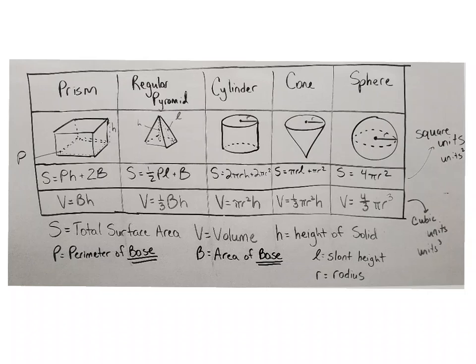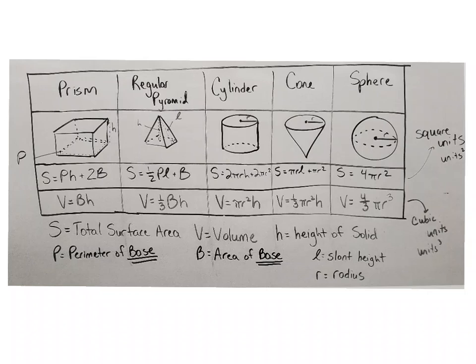S is going to stand for total surface area. V is going to stand for volume. H is going to be height of the solid. This one's a little bit harder because some people struggle with height of the solid versus height of the base. So like example, if I had, this is the height of the solid, if I had a triangular base, it would have its own separate height. So that we would actually end up using H in two different ways.